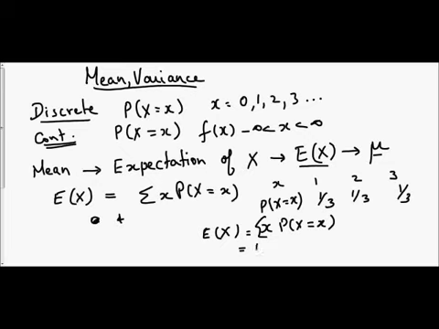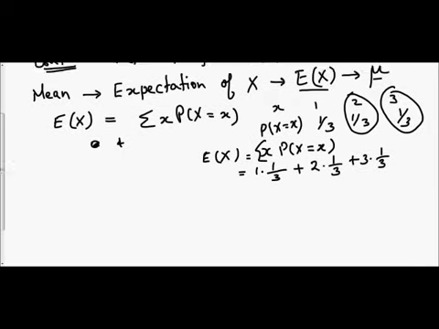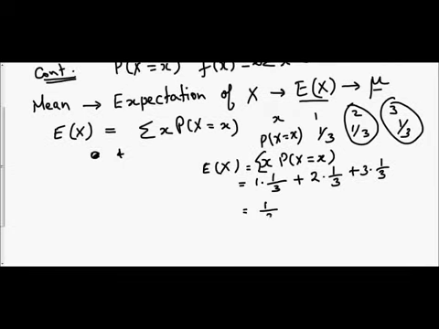So the first value of x is 1, and its corresponding probability is 1 over 3. The next one is 2, and the corresponding probability is 1 over 3. And the next one is 3, and its corresponding probability is 1 over 3. And you can simplify this: 1 over 3 plus 2 over 3 plus 1, which is 2. So the expected value, the mu, is 2. The mean is 2 for this particular question.